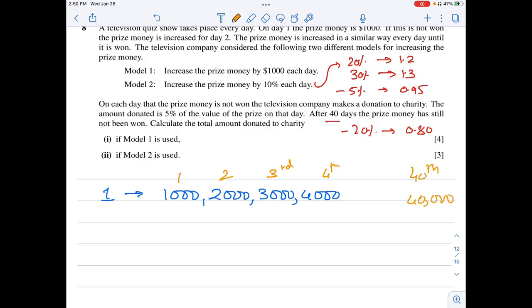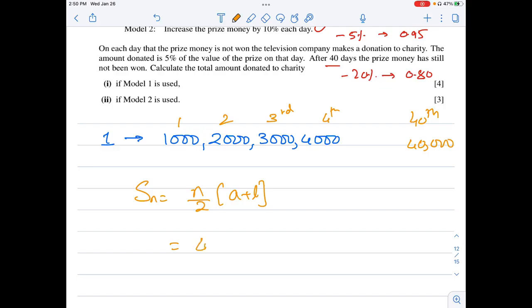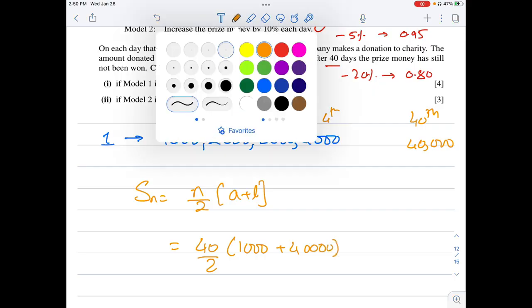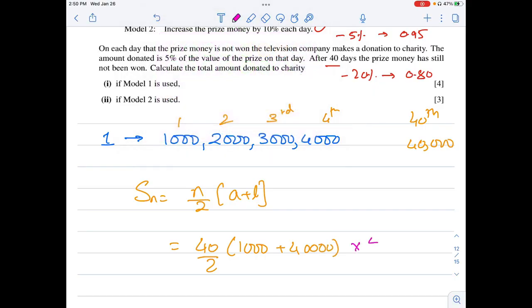40,000. So Sn is equal to n upon 2 times a plus l when you know the first term and last term. So it is n upon 2. N is 40 upon 2. The first term is 1000 and the last term is 40,000. But they donate 5% of this one, so times 5 upon 100. So simplify that, you should be able to get $41,000.